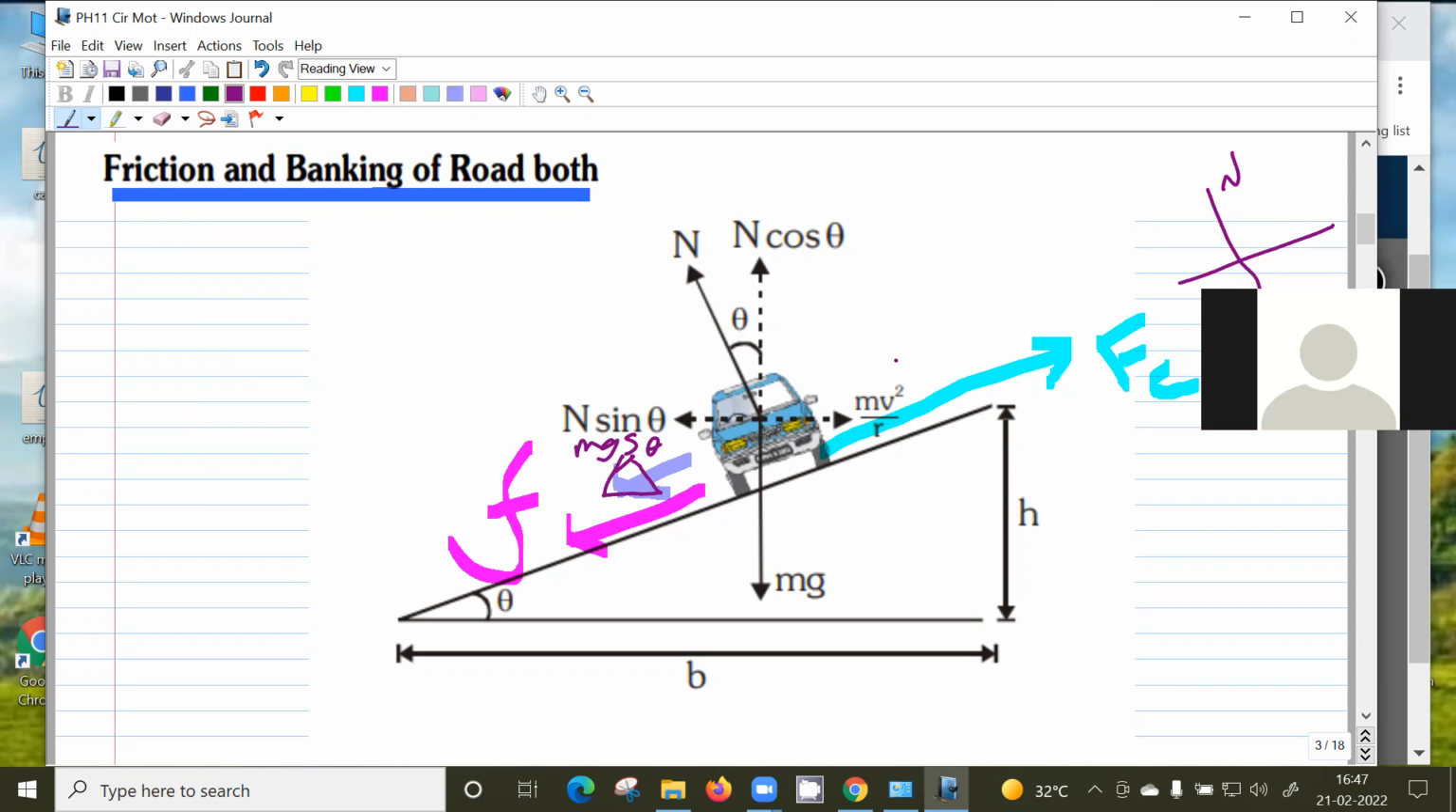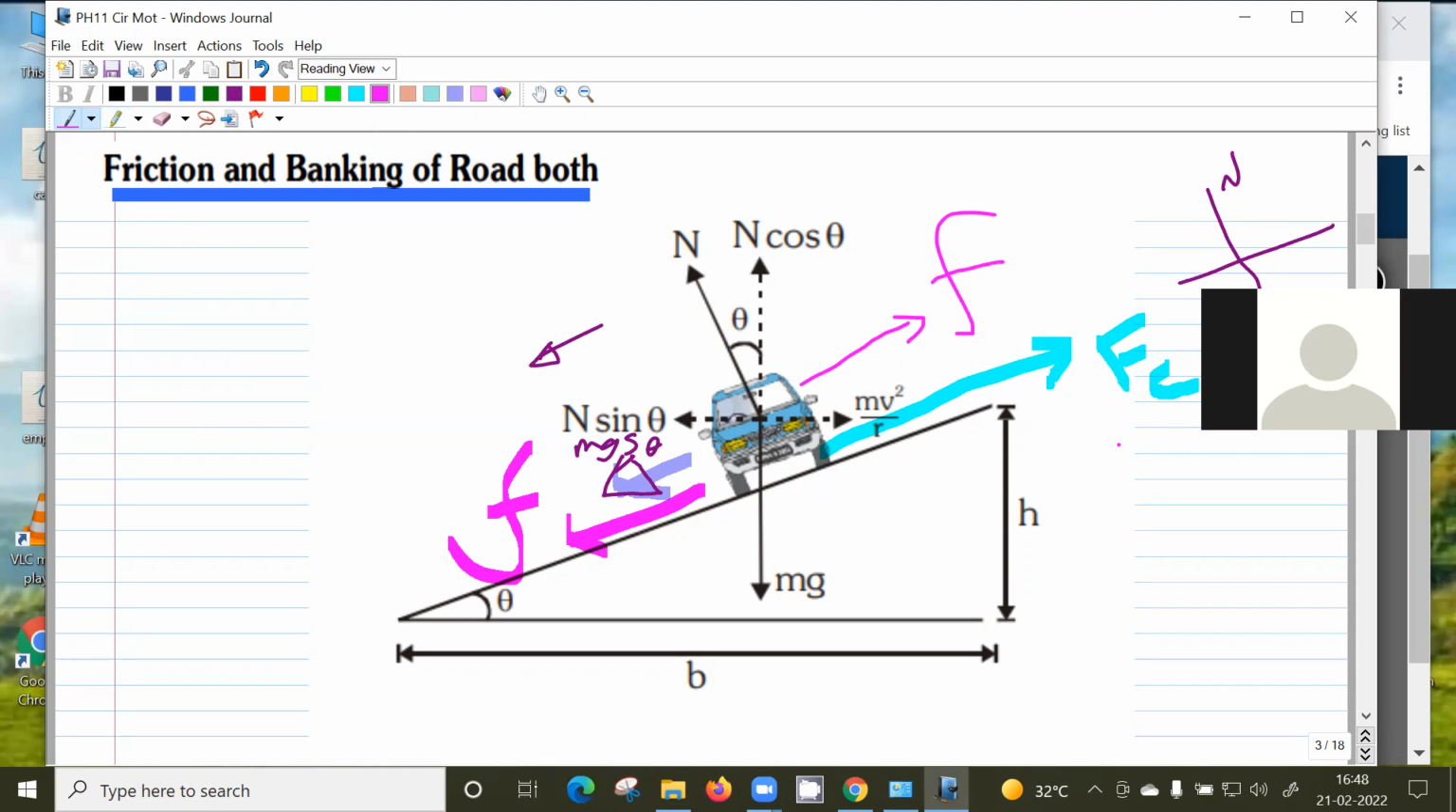So when the speed is very, very low, mg sine theta will dominate. So the net force will be in the downward direction. In that case, what is the direction of the friction force? It will be outward. That's also an important concept to understand: the direction of the friction force is also changing.